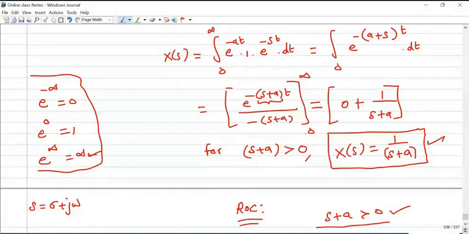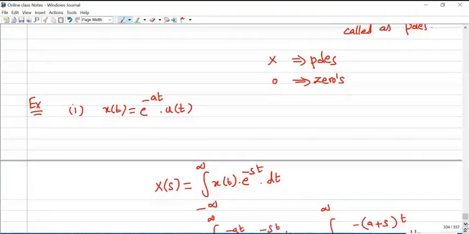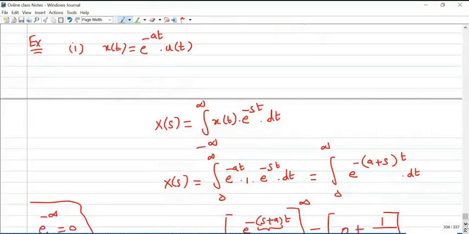So do you understand this basic problem? Because we suddenly moved from Fourier transform to Laplace transform. And the region of convergence concept also comes into the picture. I'll repeat once again. e power minus at u(t) is the signal. Substitute in the formula and take the minus t outside, you will get s plus a.